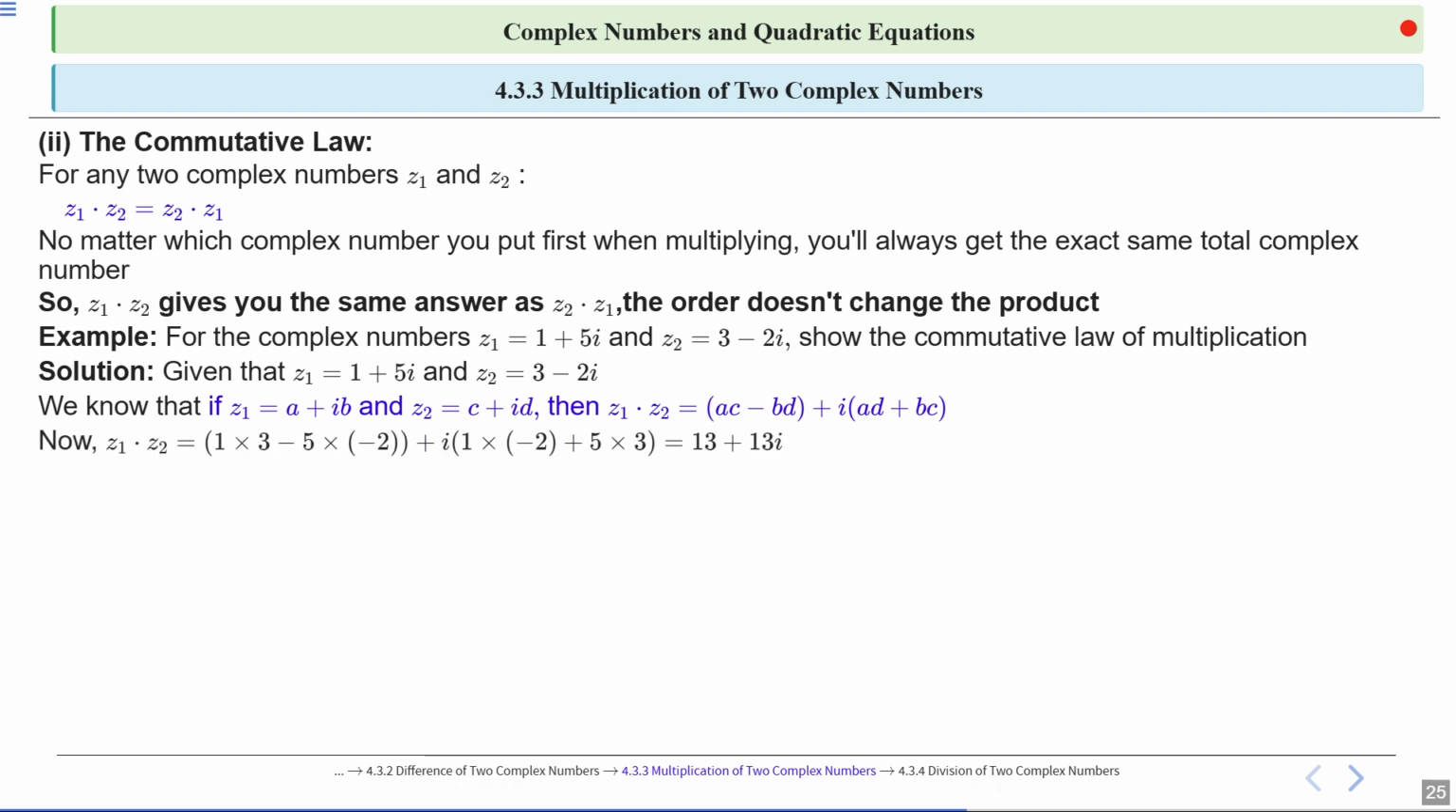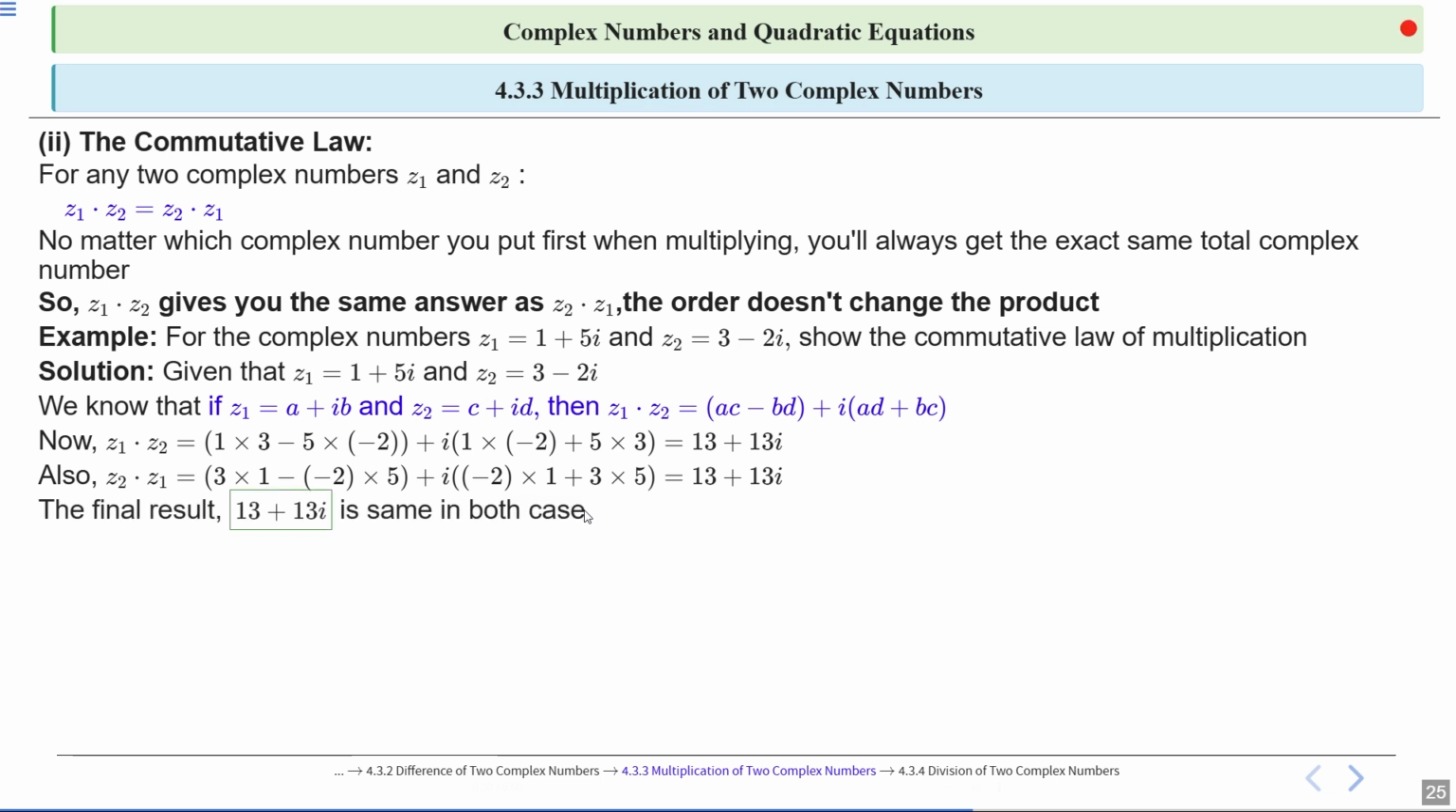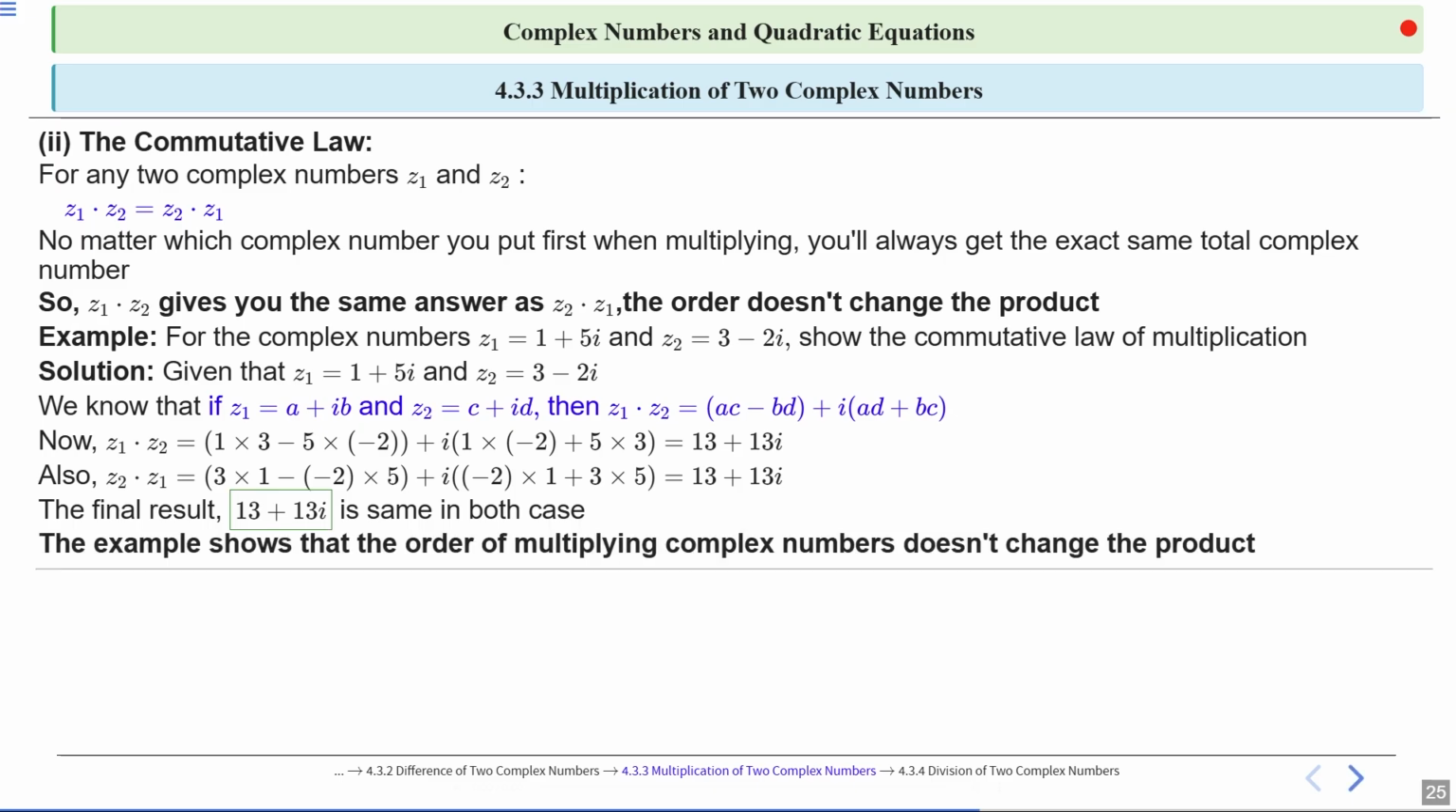Now z1 times z2 equals 1 times 3 minus 5 times minus 2 plus iota times 1 times minus 2 plus 5 times 3, which equals 13 plus 13 times iota. Also, z2 times z1 equals 3 times 1 minus minus 2 times 5 plus iota times minus 2 times 1 plus 3 times 5. This is equal to 13 plus 13 times iota. So this is the final result. 13 plus 13 times iota is the same in both cases. So the example shows the order of multiplying complex numbers doesn't change the product.